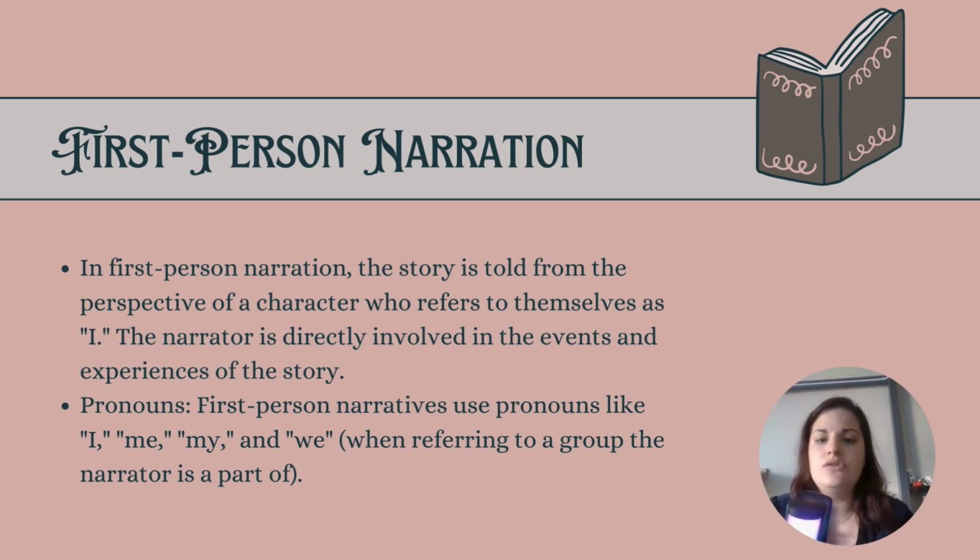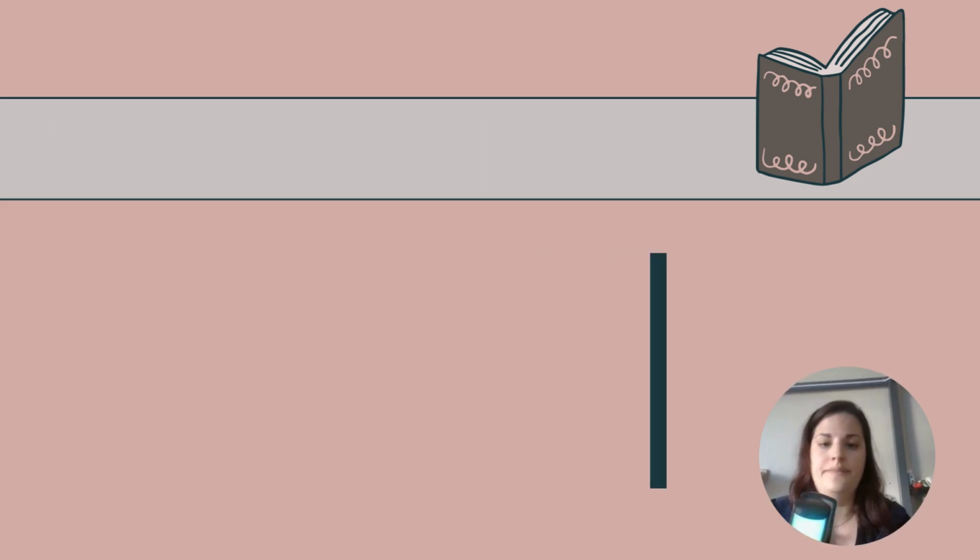Often the pronouns used in first person narrative are I, me, my, and we. For example, we went to the beach. You're including sort of yourself as the narrator into that. So you are still a part of that we.